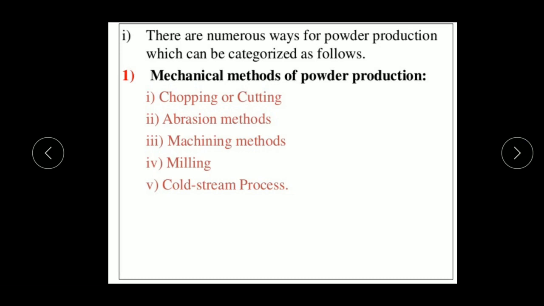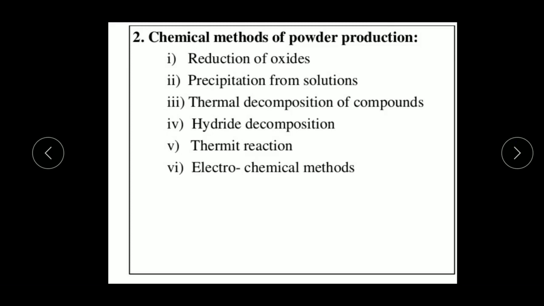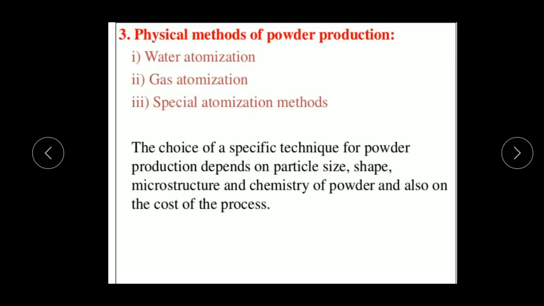Yes, dear students, there are numerous ways for powder production, which can be categorized as follows. Number one, mechanical methods for powder production: chopping or cutting, abrasion method, machining methods, milling, cold stream process. Second, the chemical methods: the reduction of oxide, precipitation from solutions, thermal decomposition of compounds, hydride decomposition, thermic reaction, and electrochemical methods. And third, physical methods of powder production: water atomization, gas atomization, special atomization methods.